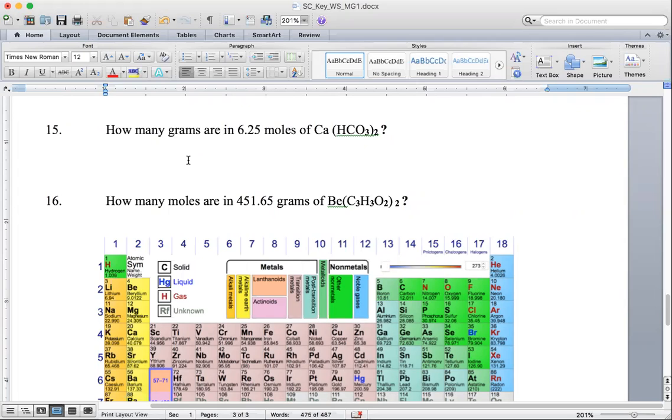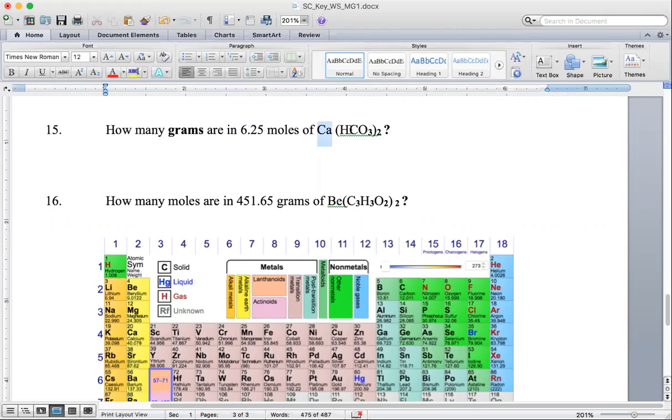Hello, this mini video will be about explaining how to convert from moles of a given substance to grams of a given substance. In this case, we want to know about how many grams there are in 6.25 moles of calcium hydrogen carbonate, which is right here. So the first step is to find the molar mass of calcium hydrogen carbonate.